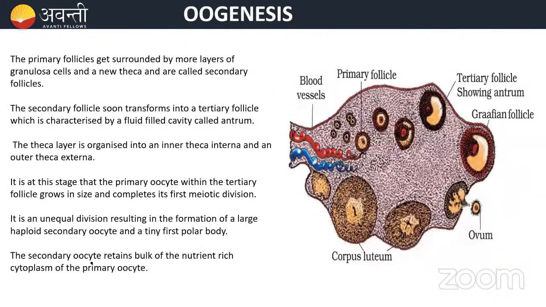Now these primary follicles undergo changes and form the secondary follicle. The secondary follicle has more layers of the granulosa cell. I told you the primary follicle has a single layer of the granulosa cell, right? Secondary follicles have more layers of granulosa cells. And outside the granulosa cell, this theca layer is present.